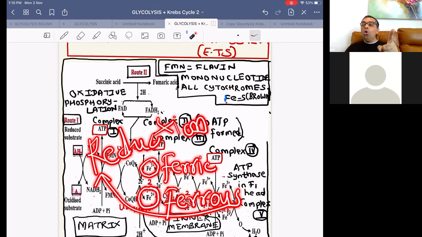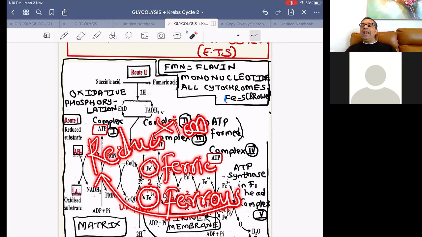वापस बोल रहा हूं, to accept hydrogen is called reduction. To give away oxygen is called reduction. And to accept electron is called reduction. Vice versa, to accept oxygen is called oxidation. To give away hydrogen is called oxidation. To give away electron is also called as oxidation.